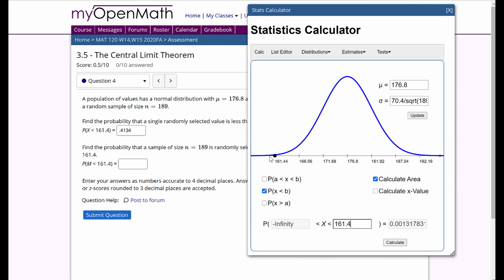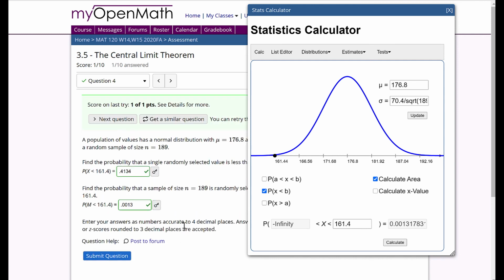So that's the shaded region, but we're not really seeing much of a shaded region just because it's so far away from the mean. So 0.0013 it looks like. And let's submit. Very good.